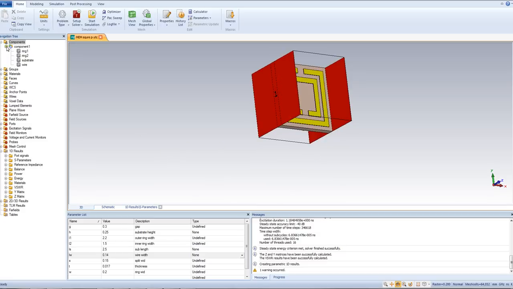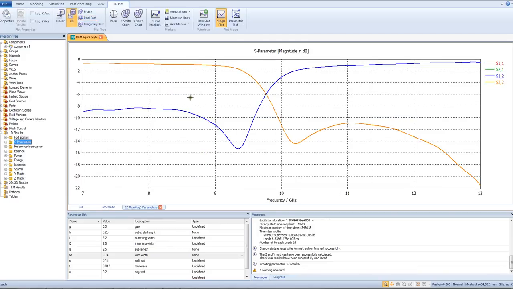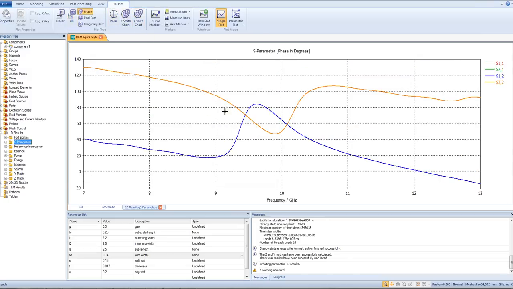Now we will go for the analysis part. So as I had told you, you have to first watch the port signal whether it has decayed to zero or not, otherwise you have to increase the accuracy. Then the S parameter you can see. Straight away you can see there is a phase reversal around 9.5 and 10 gigahertz, and this is in dB, so you can see the phase. Yes, it is visible properly. It is phase in degrees.